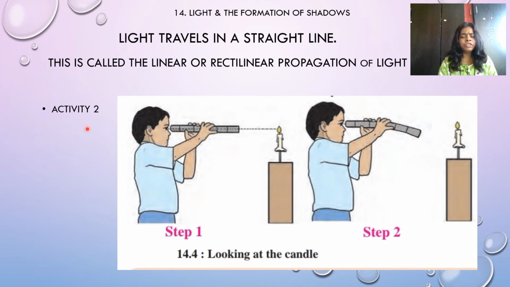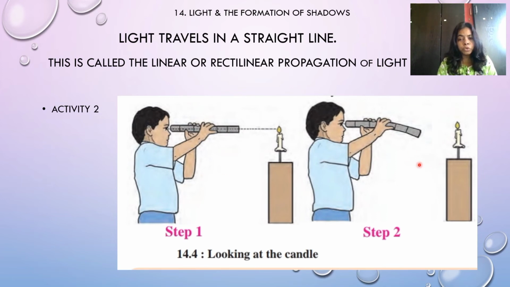One more activity children to prove that light travels in a straight line. Rectilinear propagation of light. Linear propagation of light. The boy is looking at the flame of the candle through a straight pipe. Then he will be able to see the flame of the candle. But now when he is bending the pipe, will he be able to see the flame of the candle? The answer is no. He will not be able to see the flame of the candle.